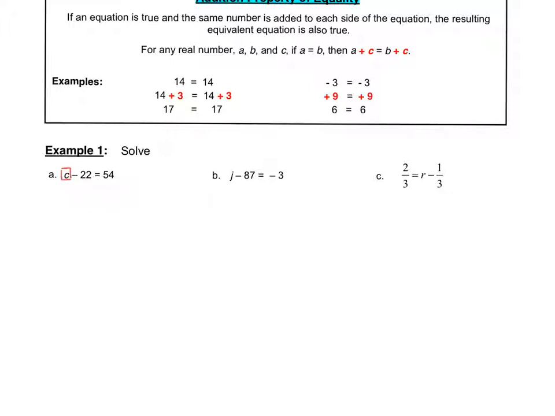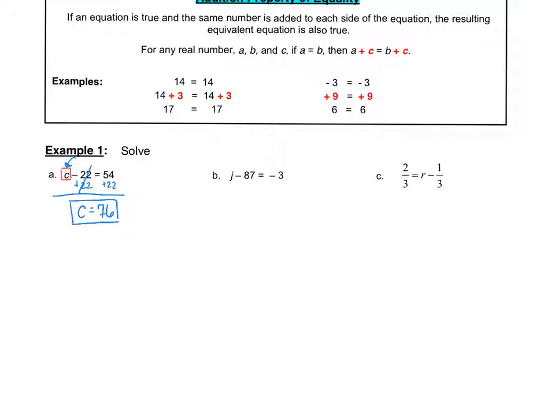I need to get rid of that minus 22. So I'm going to add 22 to both sides. Now you may be able to solve these in your head or figure out what number, subtract 22 from that, would get me 54. Don't do that. You will not be able to do the advanced equations in this class if that's how you're doing it. That's great mental math, and that's great to check your work, but it doesn't work for this situation.